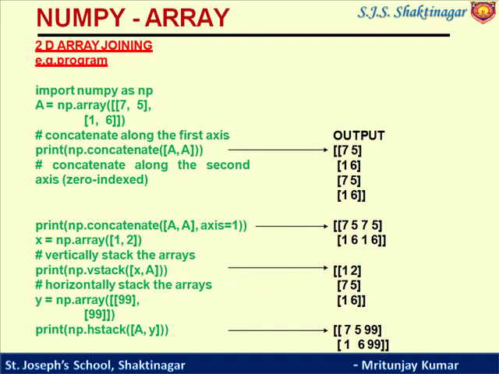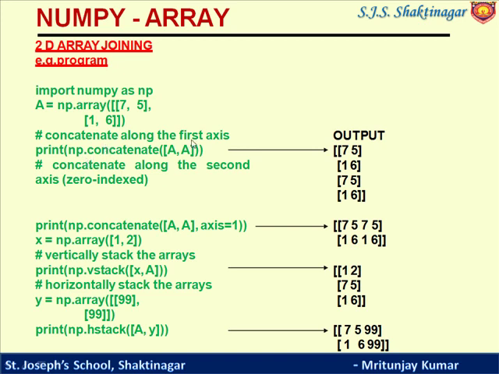Now we'll see the 2D array joining, how we can do 2D array joining. So import NumPy as np. You can see here A is equal to np.array, and here is a 2D array containing 2 rows and 2 columns. The 4 elements are there, you can see. So how we can concatenate it? So let's see the concatenation.